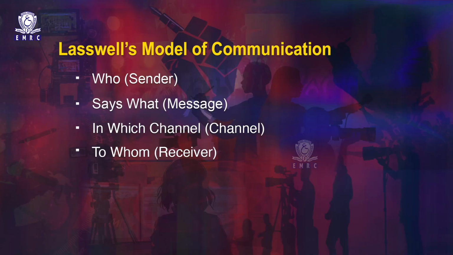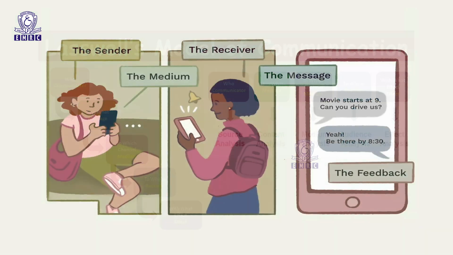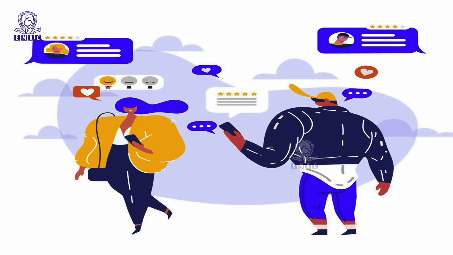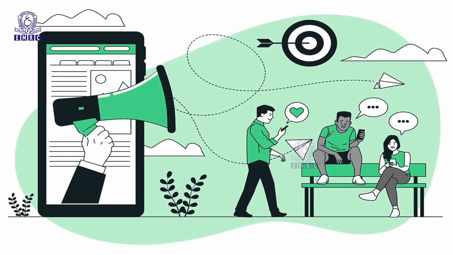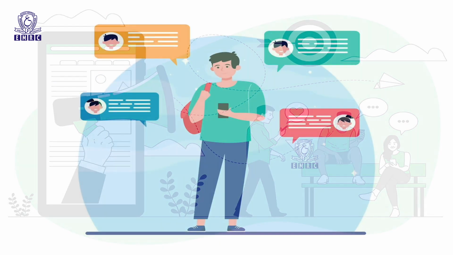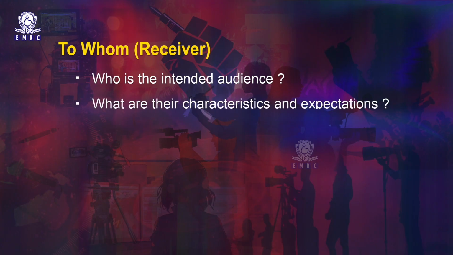To whom? The receiver. The receiver is the target audience or individuals who interpret and receive the message. Understanding the characteristics, beliefs and perspectives of the audience is crucial in assessing how the message might be received. The element involves asking questions such as: who is the intended audience? What are their characteristics and expectations?